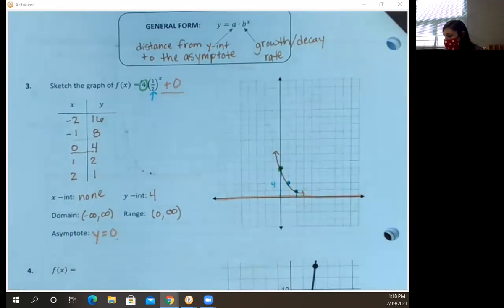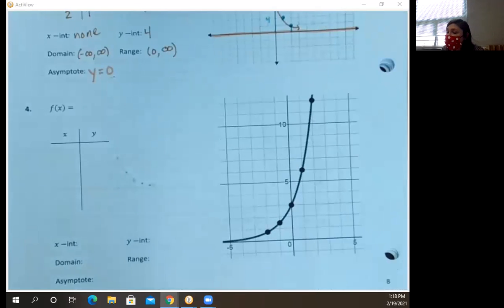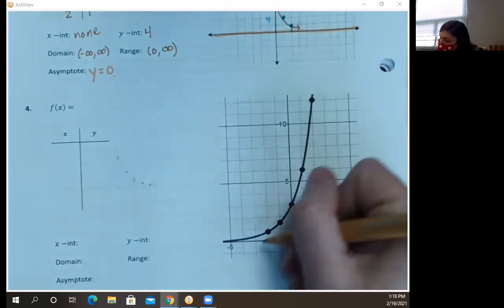Okay, let's take a look at number 4. Number 4 is a little different because I don't have the function to start off this time. We're actually going to create the function from our graph. So we got some points. We have some points on our graph here.